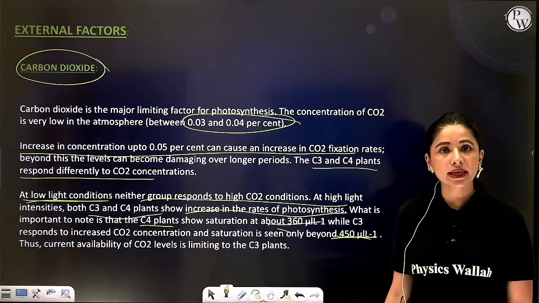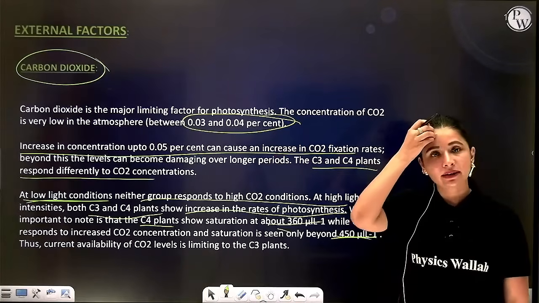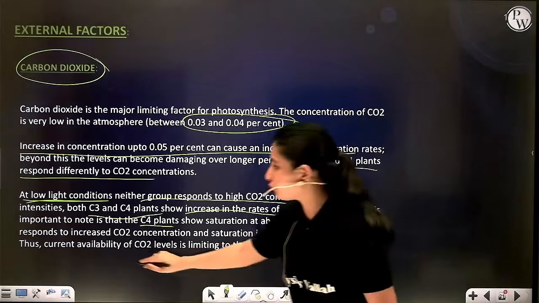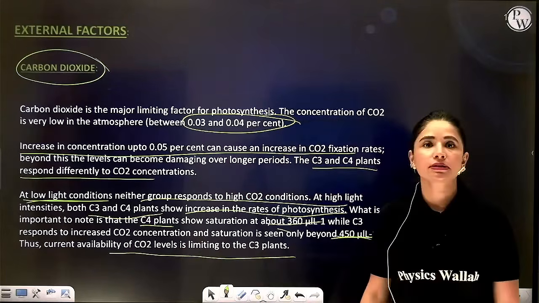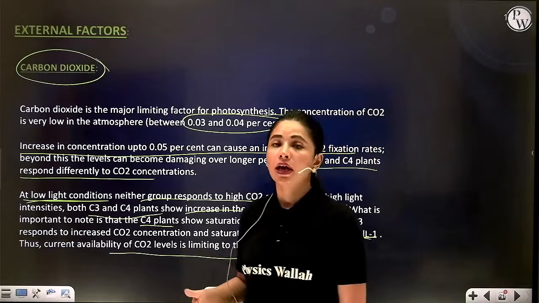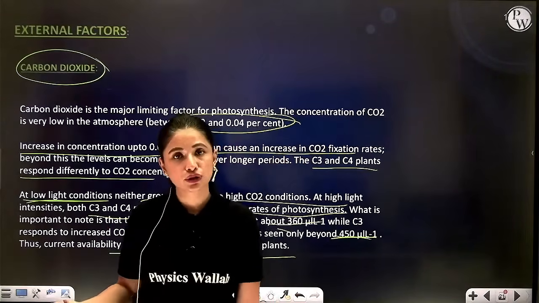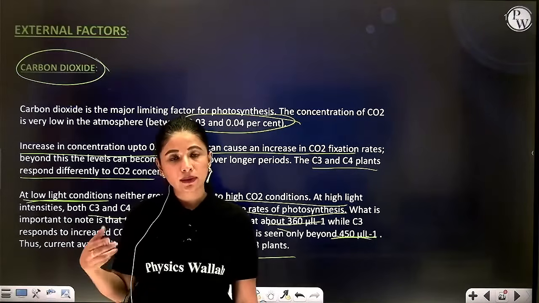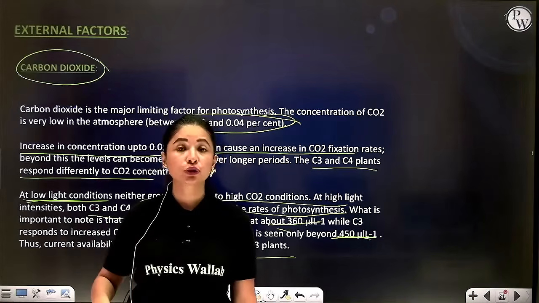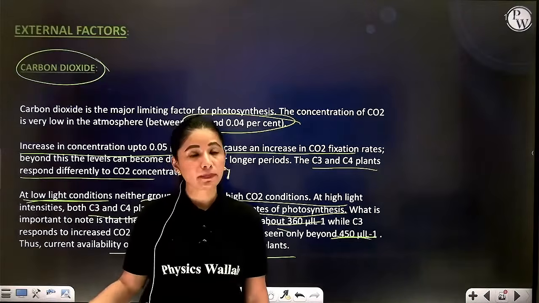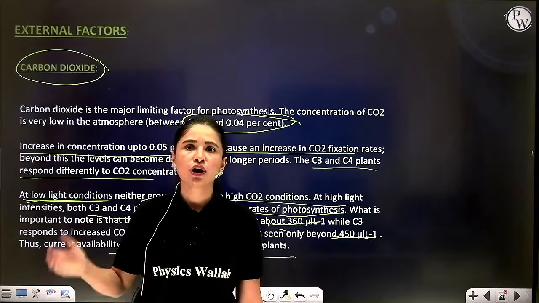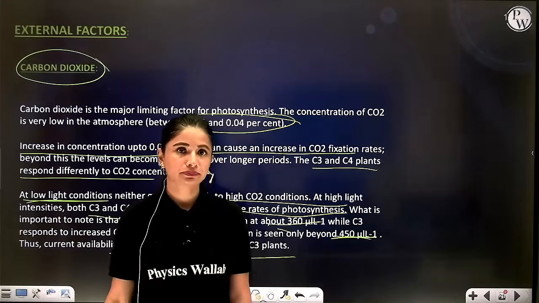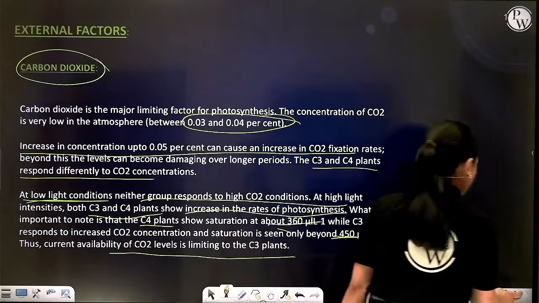Correct? So we can say that currently the environment is majorly limiting with respect to CO2 more for C3 plants, because C3 plants are completely dependent upon the atmosphere for CO2. So definitely it is a major limiting factor for them. See, C4 plants are synthesizing their own CO2 inside. They are not that much dependent upon the atmosphere for CO2. So it may be limiting, but not as for C3. This much you have to do for CO2.